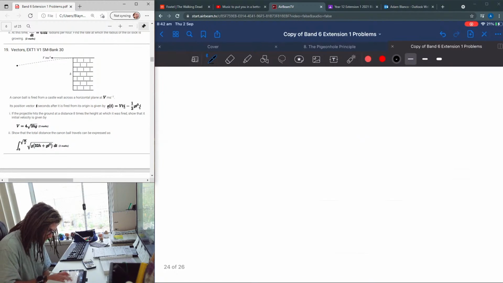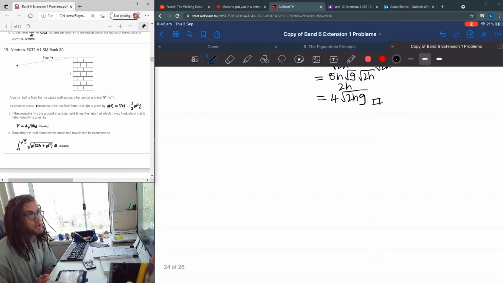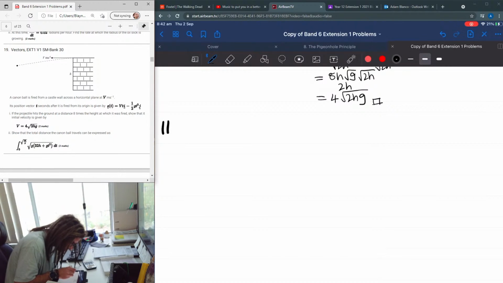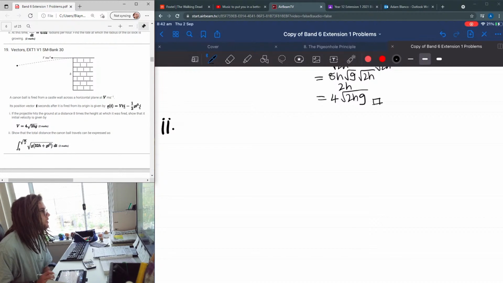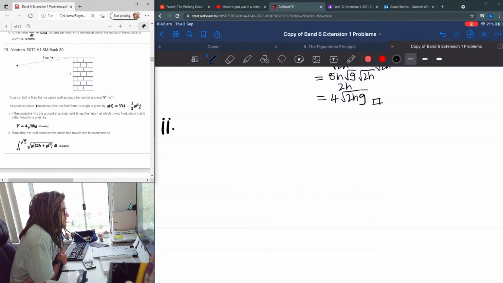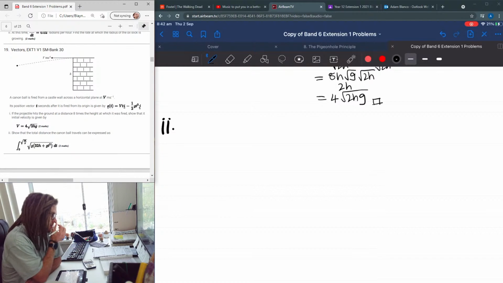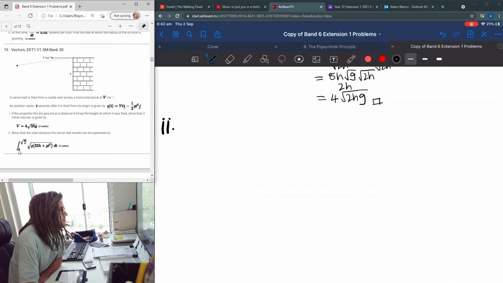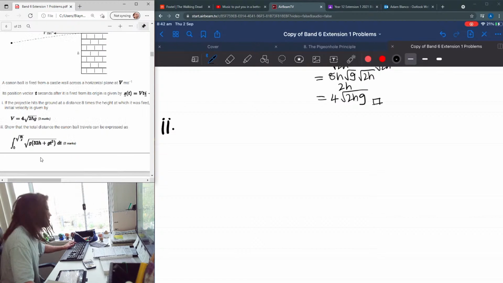All right, very last one. This will be quick, 23 minutes. Okay, I don't think you'll like this question because it's a little bit counterintuitive, but I'm interested to hear what you think. Show that the total distance the cannonball travels is expressed by that. Now, a couple of things I guess you might want to take from that. It's the integral from 0 to the time at which it hits the ground. So just by looking, let's zoom in on that.